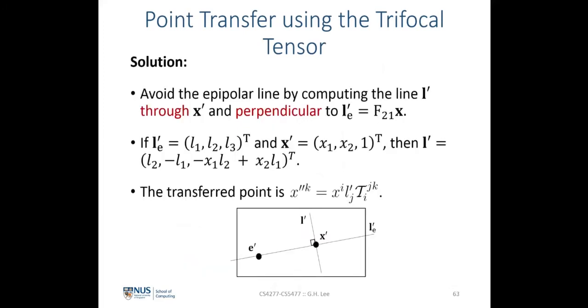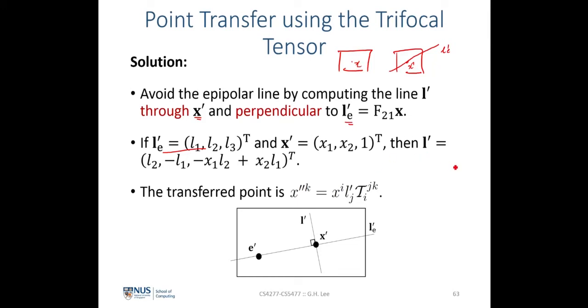So an easy solution here would be to simply select the line that passes through x prime as the line that is perpendicular to the epipolar line formed by the transfer of x into the second view. Here, if L prime E, which is the epipolar line of x from the first view transferred into the second view via F21, we denote it as L1, L2, L3 transpose. The correspondence point in the second view to x: I have the first image, which has a point x, and the corresponding point in the second view is denoted by x prime. The epipolar line we denote as L prime E, which is given by this expression, and x prime we denote by the homogeneous coordinate x1, x2, and 1, which is the corresponding point to the first point x in the first image.